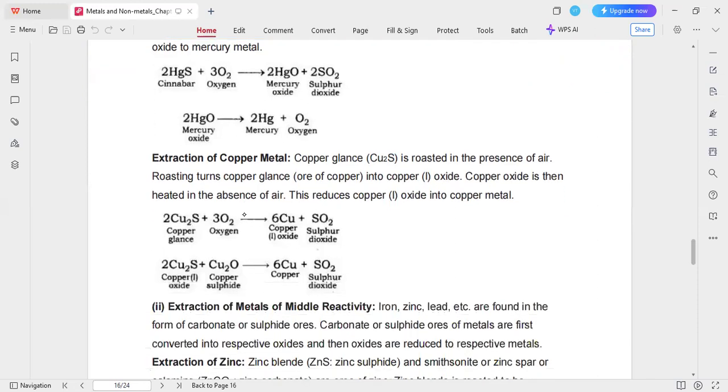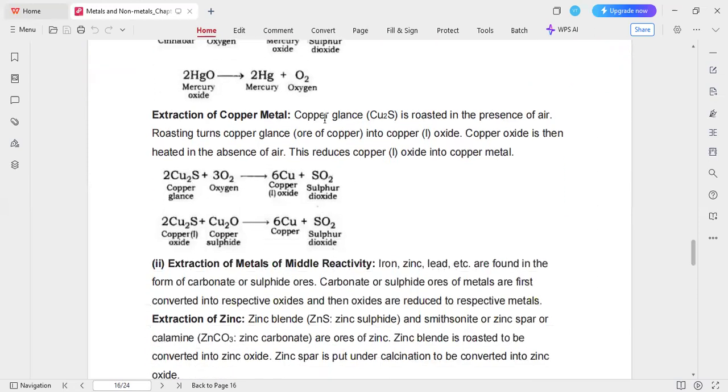How is copper metal extracted? We'll see. Copper glance, that is Cu2S, is roasted in the presence of air. Why do we use roasting? Because it is a sulfide ore. The roasting turns the copper glance into copper oxide. The copper oxide is then heated in the absence of air. This reduces copper oxide into copper metal. Here copper glance Cu2S reacts with O2 to give Cu plus SO2. Balancing you can do, children: 2Cu2S plus 3O2 gives 2Cu2O plus 2SO2.